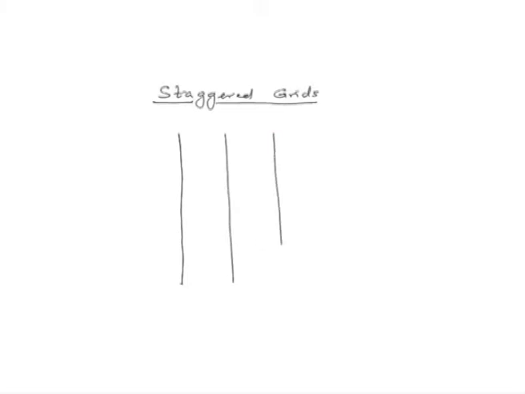Let us have a look at a graphical representation of staggered grids. Let us draw, for the sake of simplicity, a structured finite volume or finite difference grid.